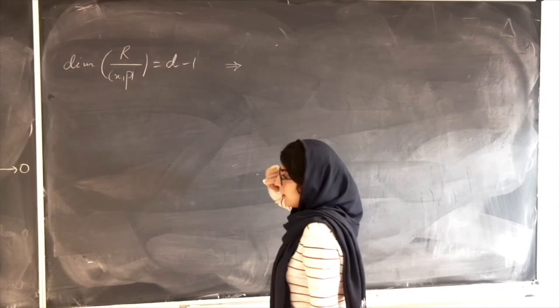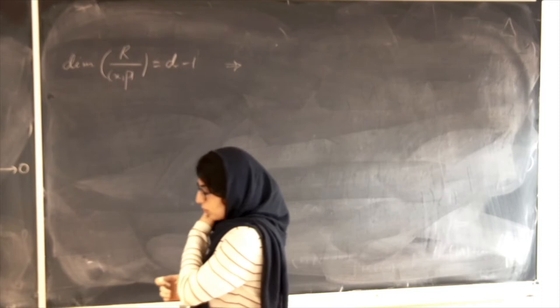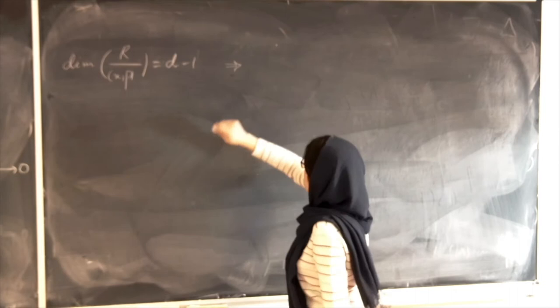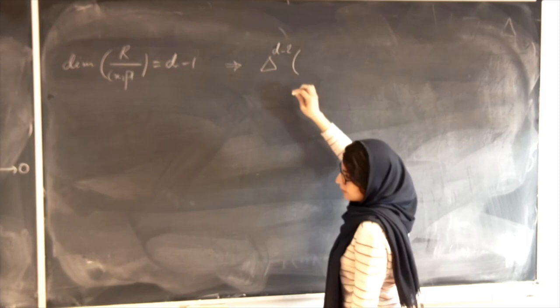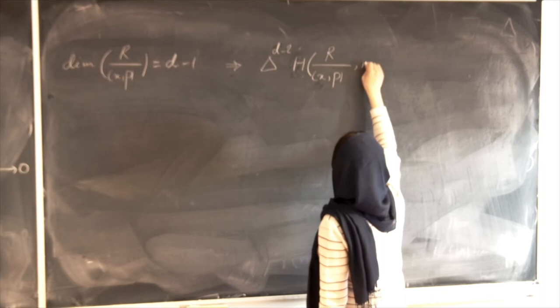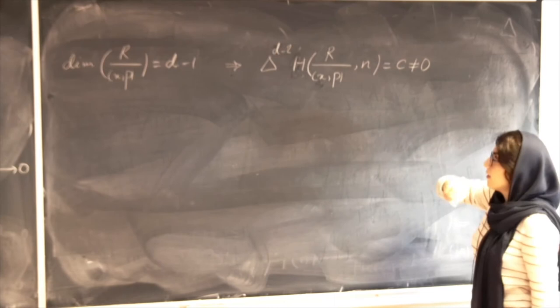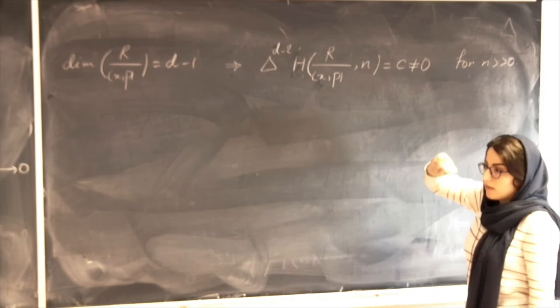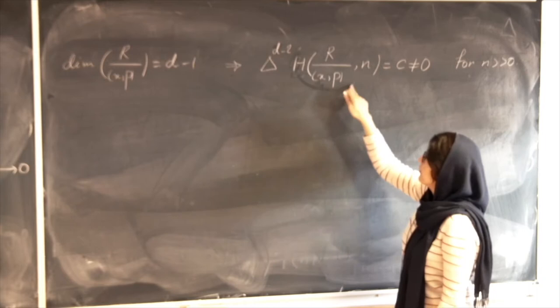If you remember, we had a lemma which gave us an equivalence for a function to be of polynomial type, which in this case means that delta d minus 2 of h of R mod xp and n is equal to some non-zero constant for large n. This is exactly the statement of the lemma applying to the Hilbert function of this ring.